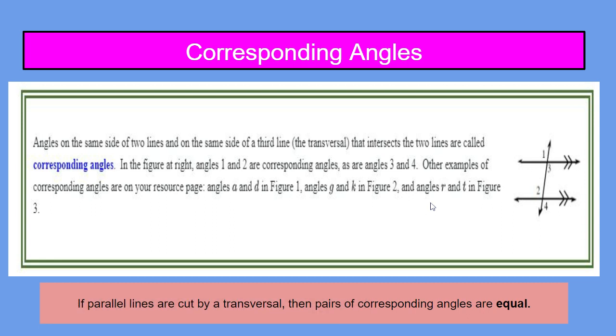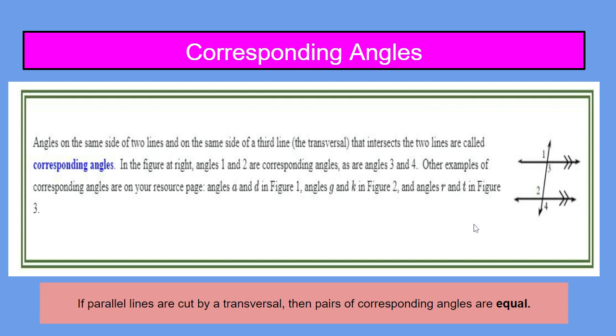Corresponding angles, I have already mentioned that, but here's the actual definition. They're angles that are on the same side of two lines and on the same side of the third line that intersects the lines. 1 and 2 here are corresponding because they're in the same location from each of the lines. Okay, and then 3 and 4. Also, if we had an angle right here, it's going to be corresponding to this angle right here, and the spot is corresponding down here.